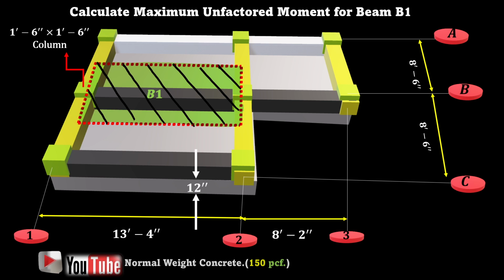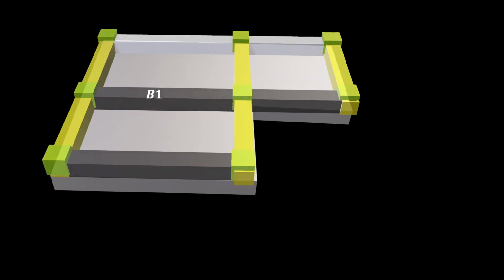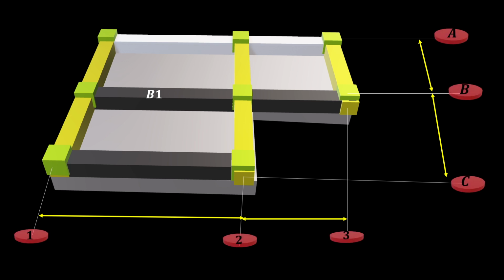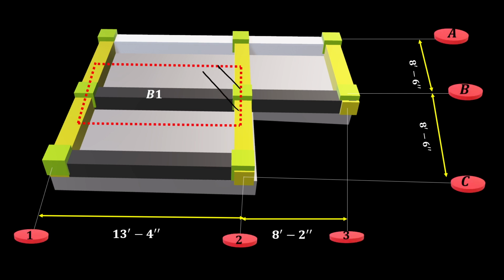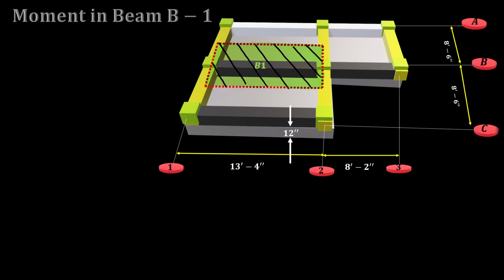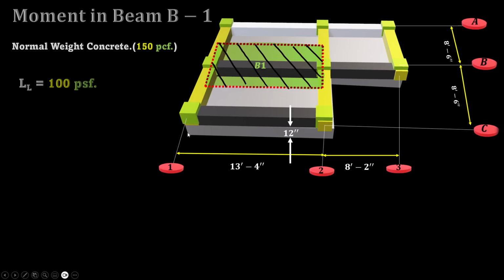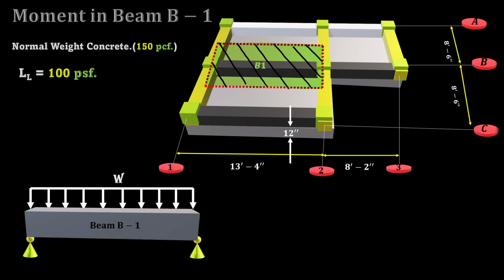Normal weight concrete is 150 pounds per cubic foot, and the live load in the problem statement is provided to be 100 pounds per square foot. So let's jump to our calculation. We have our attributed area, and for the moment in beam B1, we have all the information we want. Also, the problem statement says all the beams are simply supported.